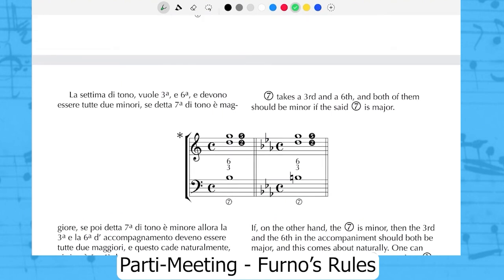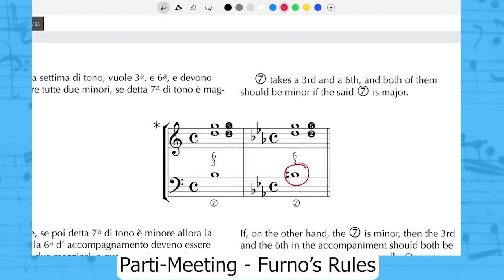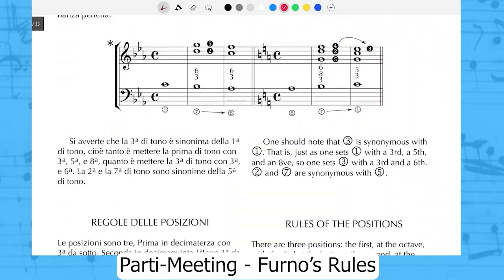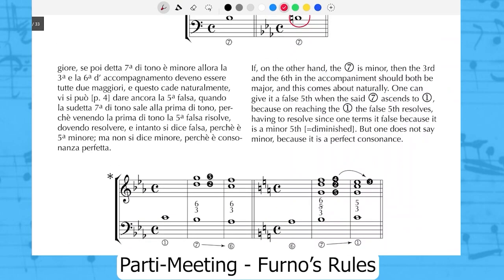7 takes a third and a sixth, and both of them should be minor if the said 7 is major. Yeah, for the same reason, but the difference is that we are using in the minor mode the melodic ascending scale. So in both cases we have the minor third plus the minor sixth. Okay, perfect. Only 2 paragraphs. So if on the other hand the 7 is minor, then the third and the sixth in the accompaniment should both be major, and this comes about naturally.